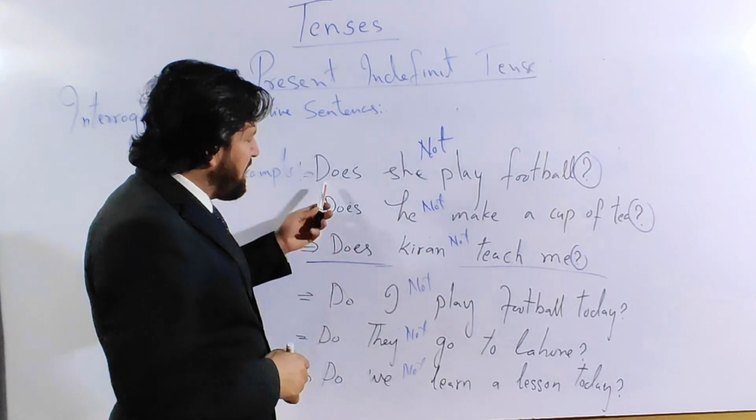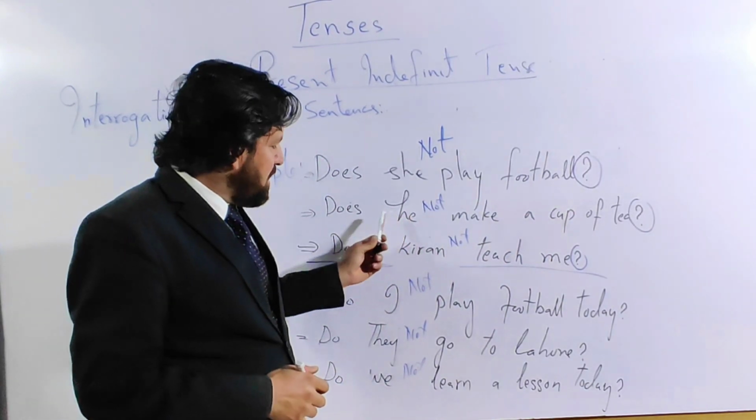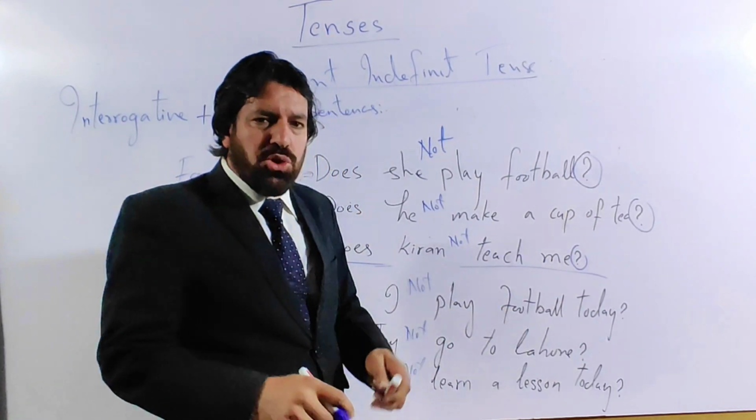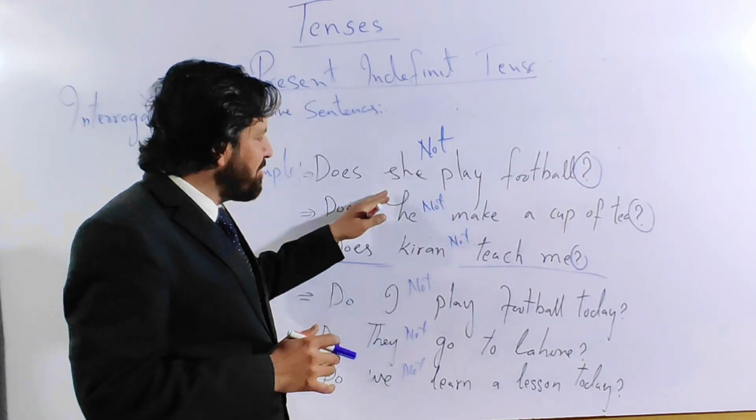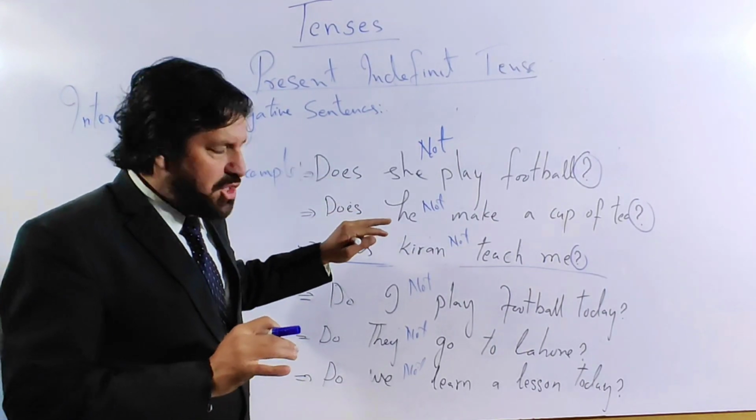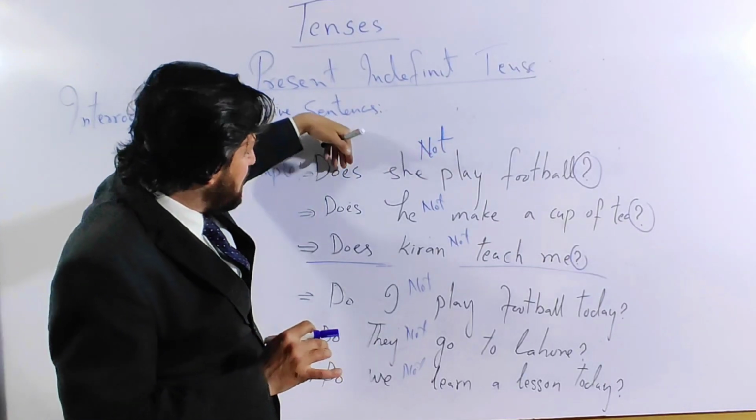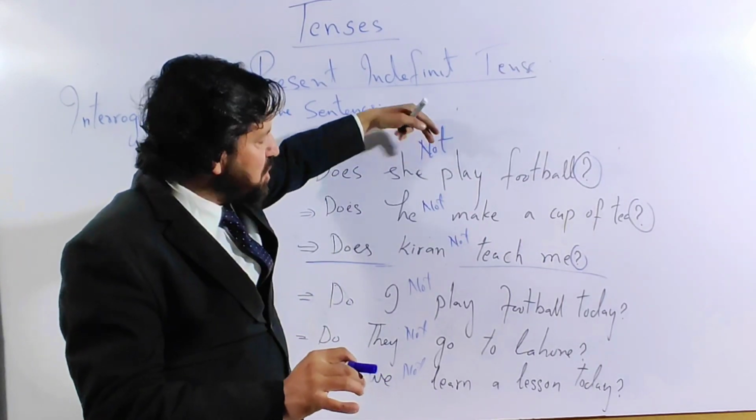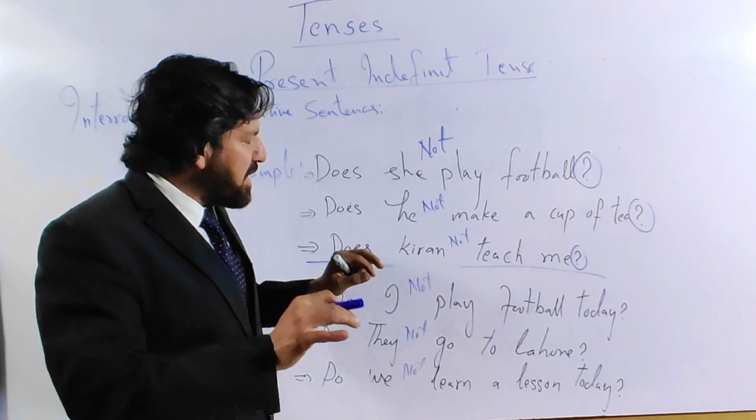For example, does she not play football? Does she not make a cup of tea? And does Kiran not teach me? So what you have to do is just put not after your subject. I repeat, in interrogative plus negative sentences, you have to put not after your subject. If you remove the not here, for example, does she play cricket? This is your interrogative sentence. And if you add not here, does she not play football? This is your interrogative plus negative sentence.